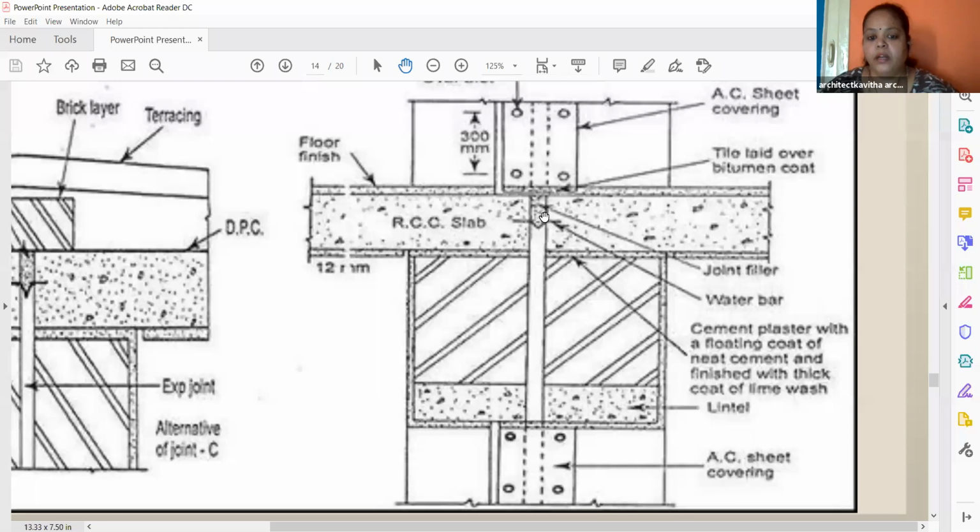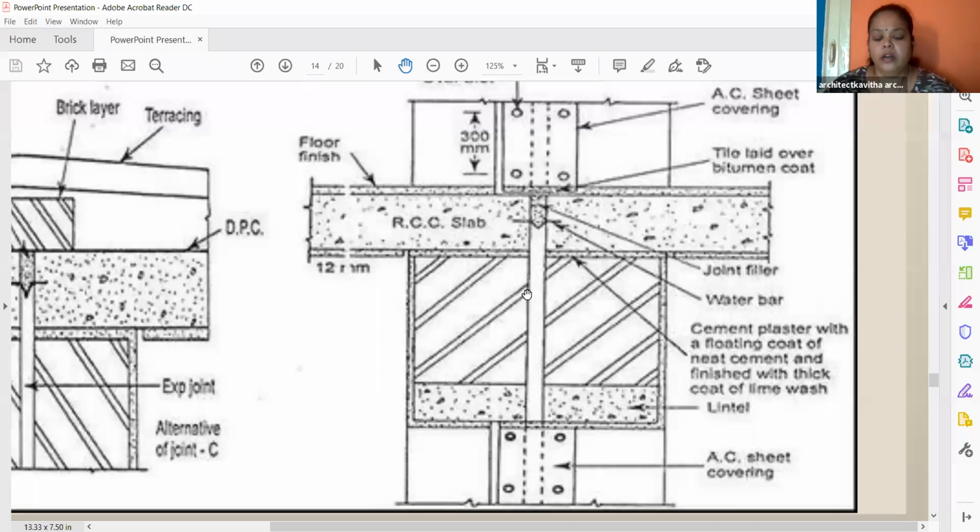You have a water bar, you have joint filler, and when you are laying the tile, you have to give a gap. You don't have to give a gap, but on one side you have to overlap, so that it will have some movement and the tile will not break. So you have to give a slight gap, or you have to end it here and fill it with a filling material, so that the gap is maintained.